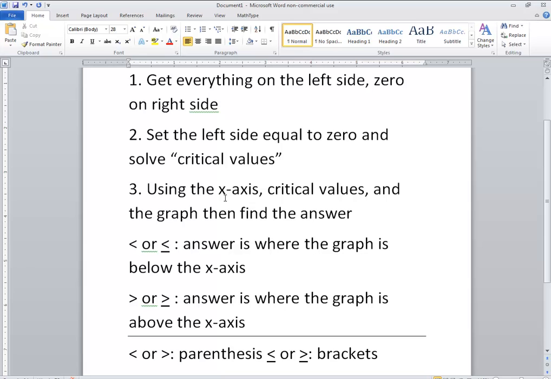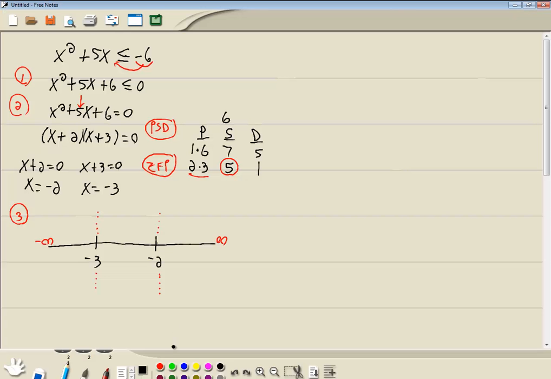Now it says using the x-axis, critical values, and the graph. Now we want a graph at a point where we have 0 by itself on the right side. So I want to plug in this right here into the calculator and see what it looks like.